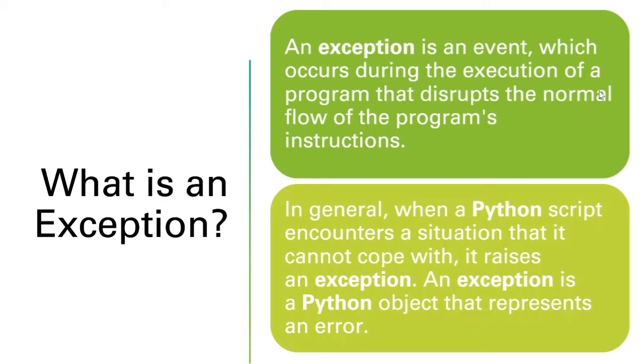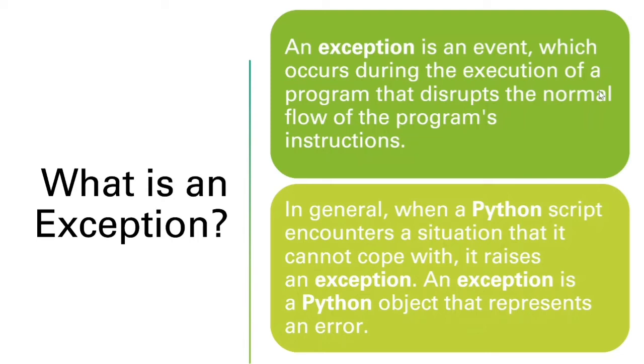In general, when a Python script encounters a situation that it cannot cope with, it raises an exception, right? An exception in Python is an object. An exception is a Python object that represents an error, right? If such an unwanted situation occurs in our program, then what should we do? You said that exception is an unwanted event. Now, what happens when this unwanted event occurs in your program?